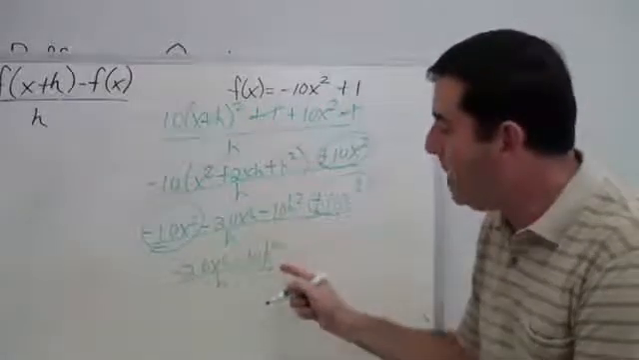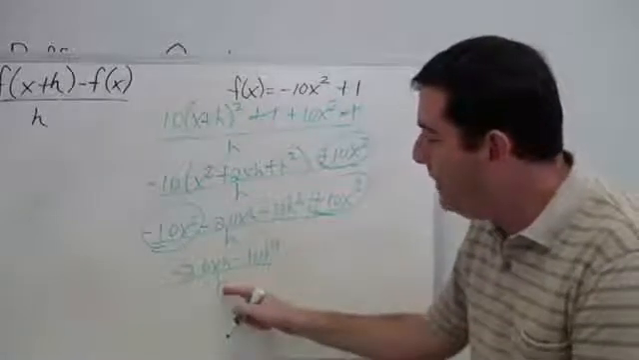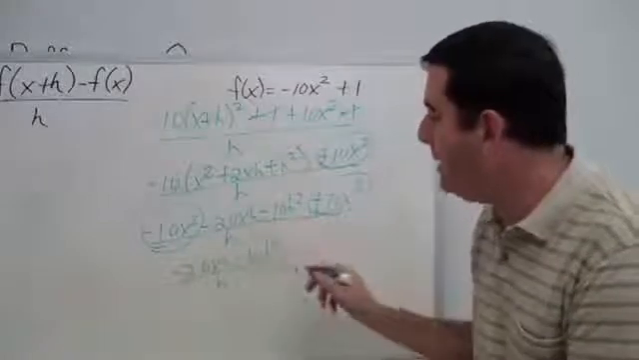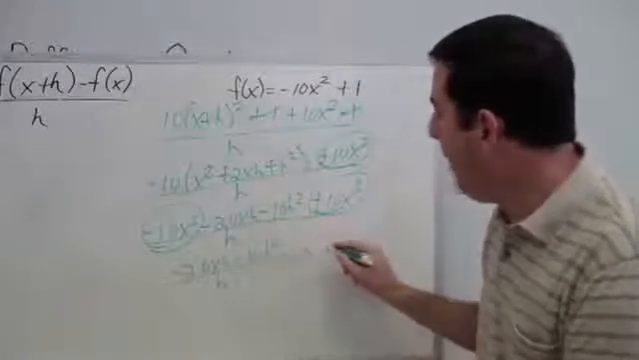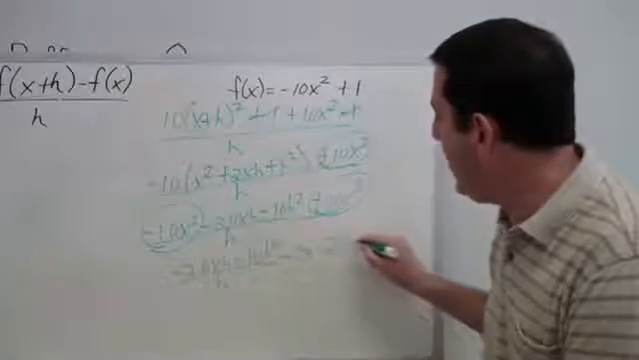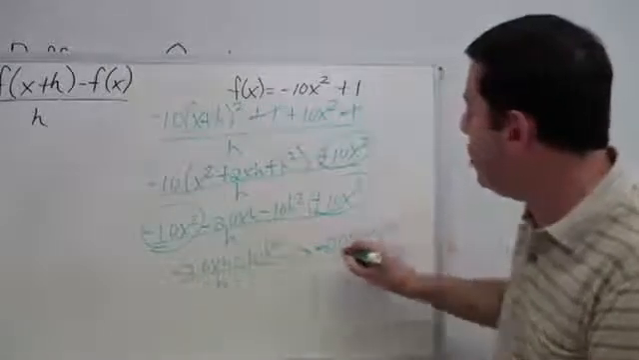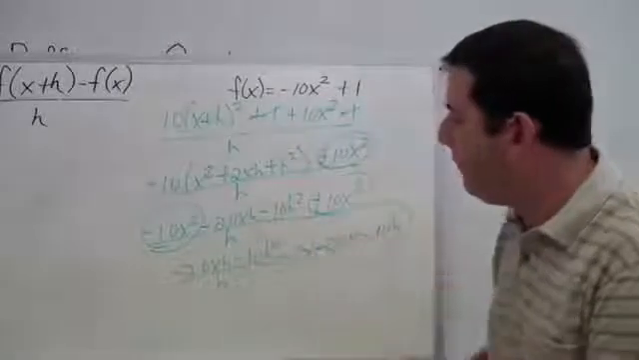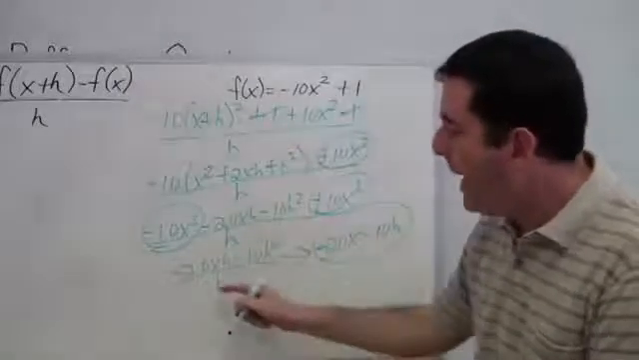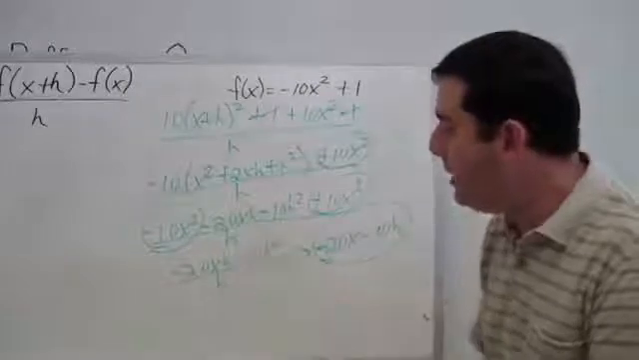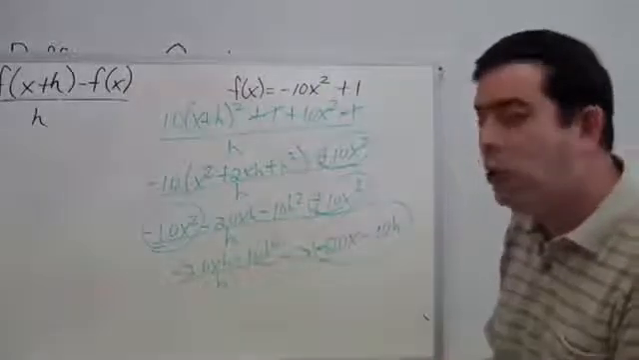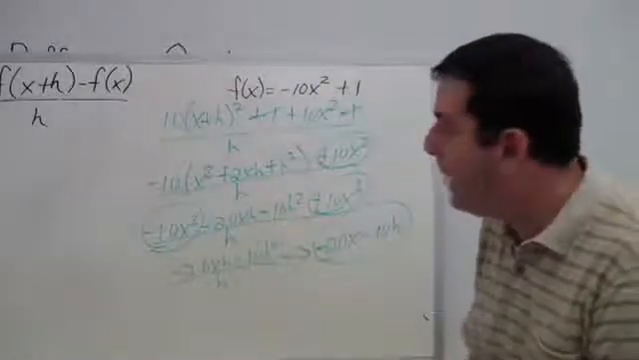Everybody here's got an h. If I divide this h into everybody that's on top, I would end up with minus 20x and minus 10h. This is our difference quotient. Dividing both parts by that h on the bottom gives me minus 20x minus 10h.